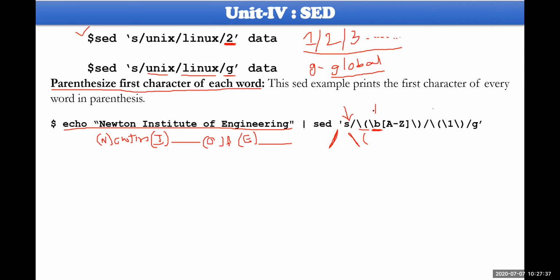B in the sense beginning the word. If any blank space exists, then that could be considered as the beginning of a word. Let me write "hello, how are you". So here one blank space will be there, and here one more blank space will be there. So this whole thing will be considered as 3 words.